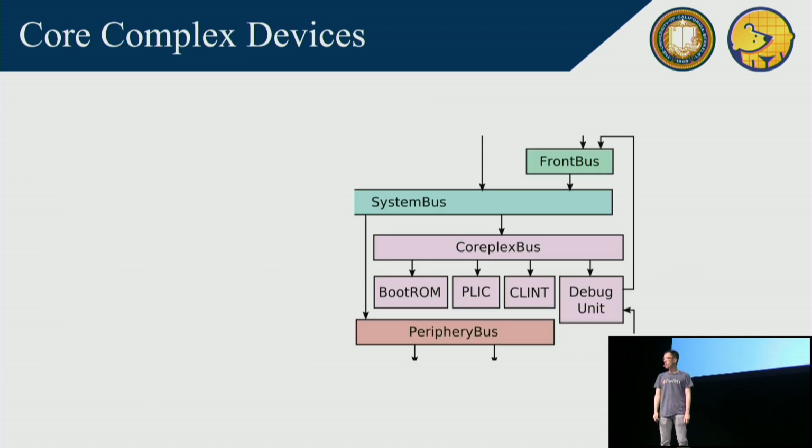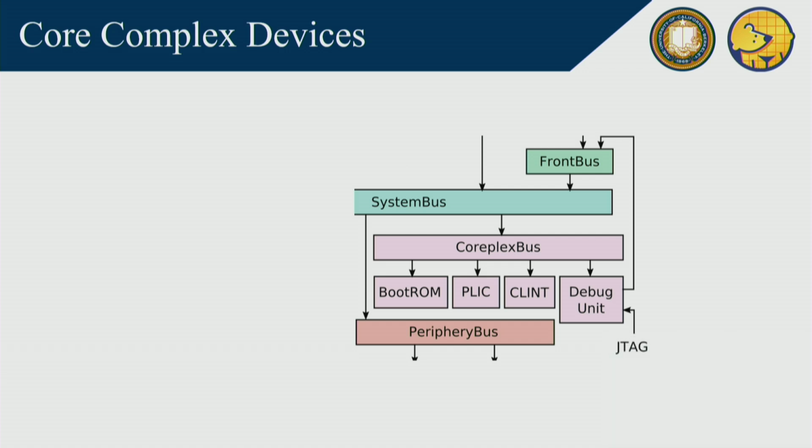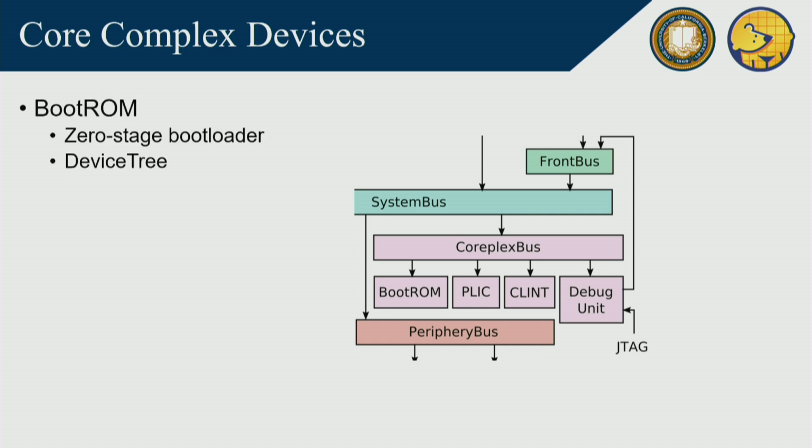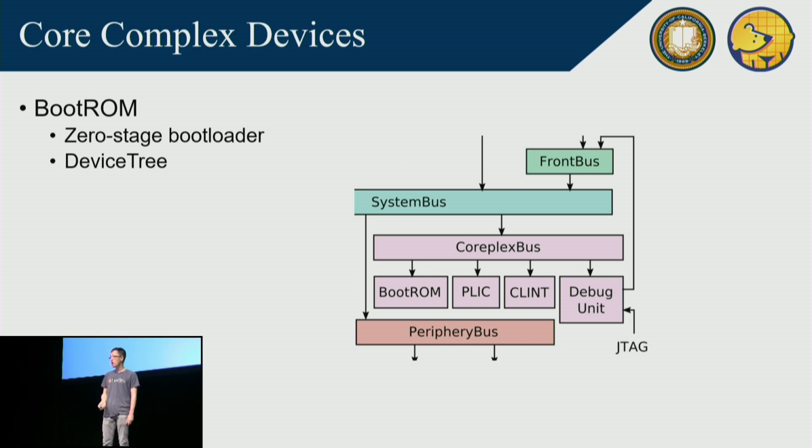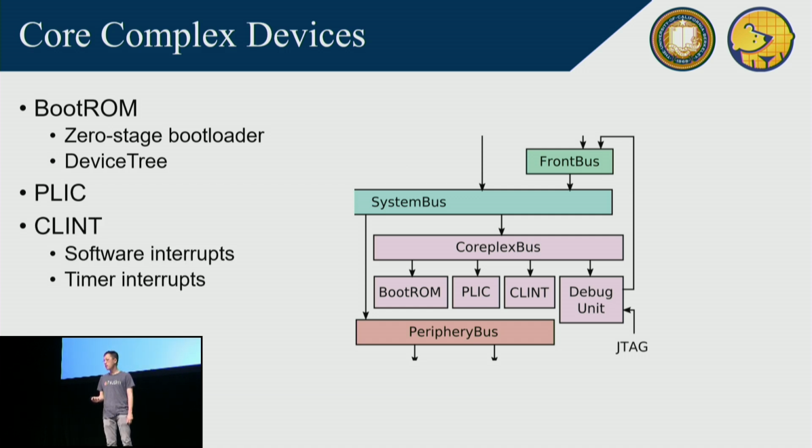And so using TileLink, we can add these core complex devices to our SoC, and these are necessary to actually run programs on the CPU. So of course, first we have the boot ROM, which contains the zero-stage bootloader, which is the first set of instructions to run when the chip is powered up. And this boot ROM also supports the device tree, which Linux uses to determine what other devices are connected to this SoC. And then we have an interrupt controller called a PLIC.